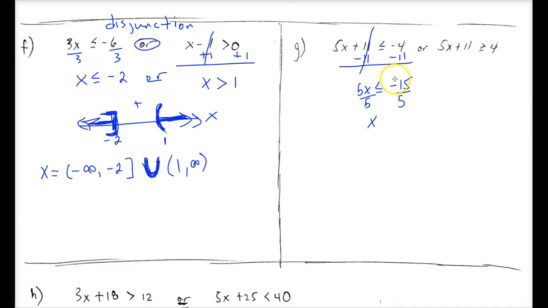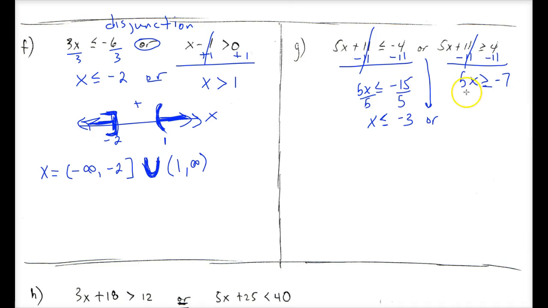Because again, we only flip the sign whenever we're multiplying or dividing by a negative number. Since we actually divided by a positive number, we do not have to change the sense of the sign or flip it. So we see here that in this case, x is going to be less than or equal to -3. Okay. Now, of course, we bring down our or. Now we do this again. And in this case, we know 4 minus 11 is a negative 7.